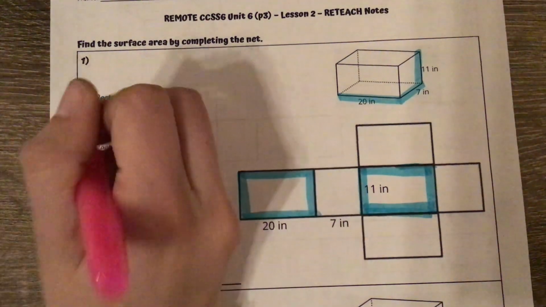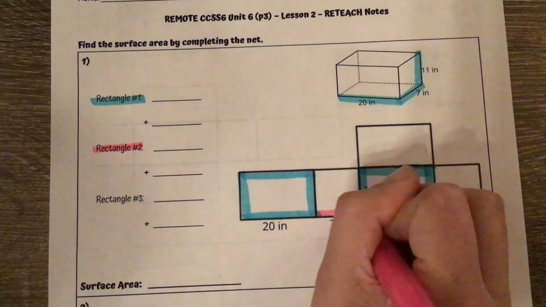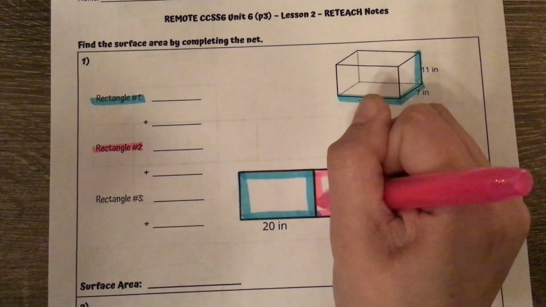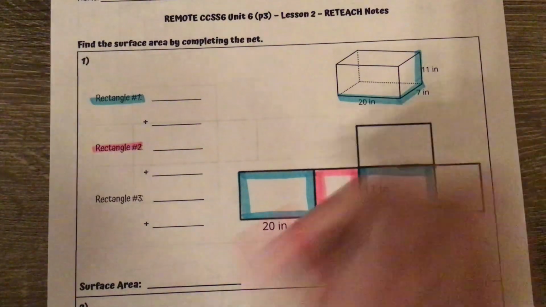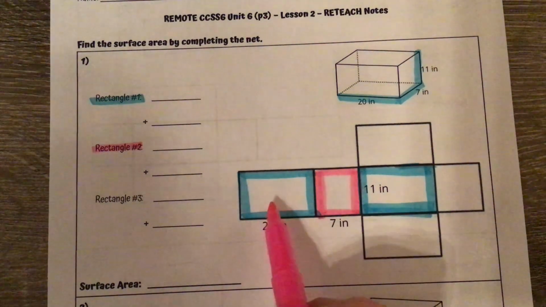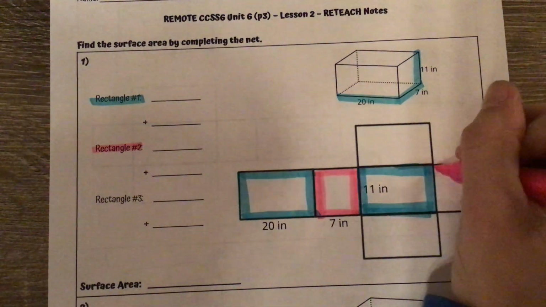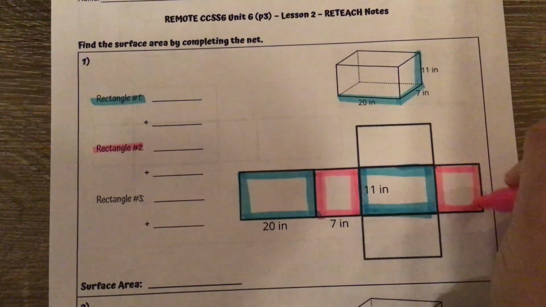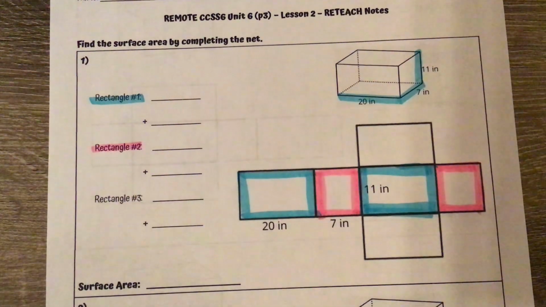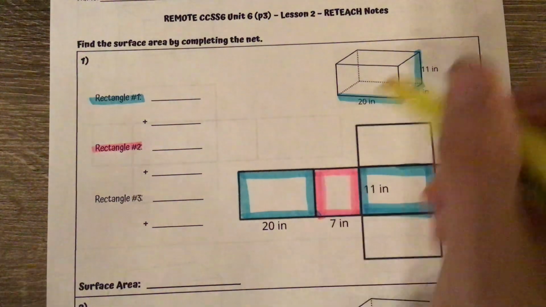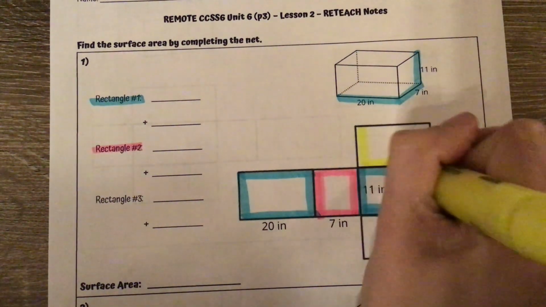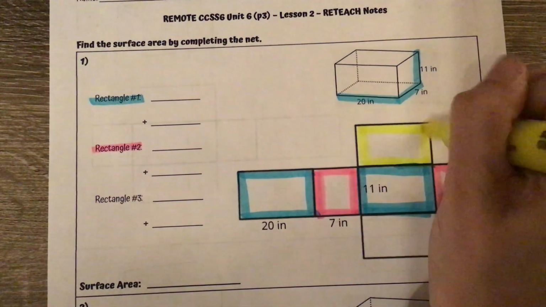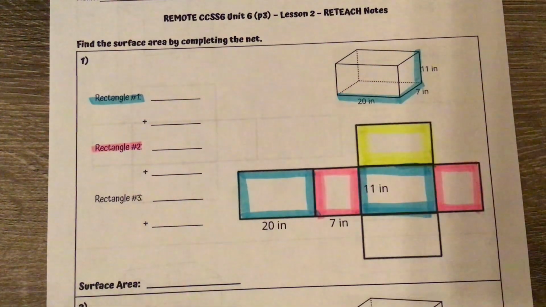For rectangle number 2, I'm going to use pink, and I'm going to say it's this next one right here. And remember, it should alternate. Blue, pink, blue, this one would then be pink. They're equal to each other. And then the last one, I'm going to use yellow to represent my bases. So my top base and my bottom base should be equal to each other.